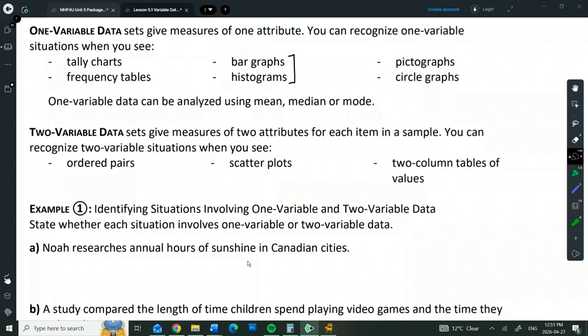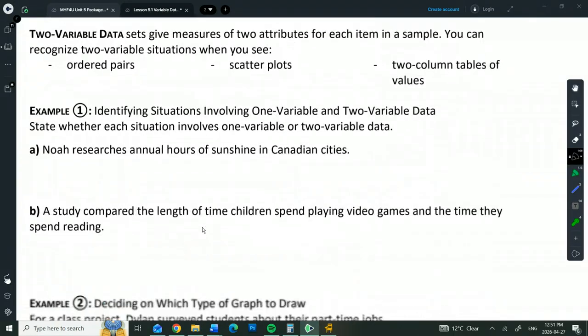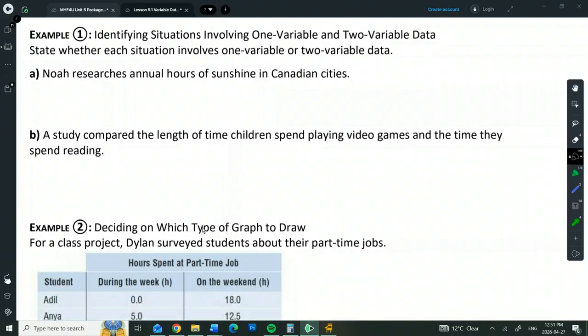Two variable data can be things like ordered pairs. So if I give you a bunch of XY coordinates for something, it can be a scatter plot as we saw above, and it can be a 2-column table of values. So time and height or something like that, or time and distance could work for that.